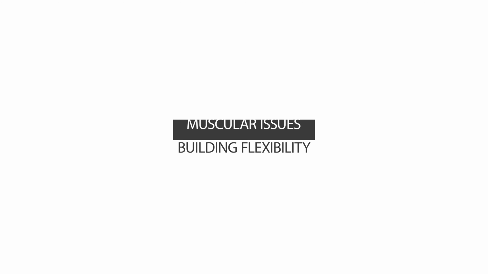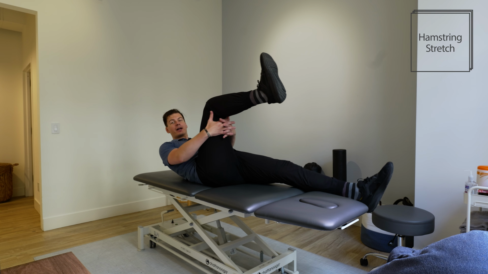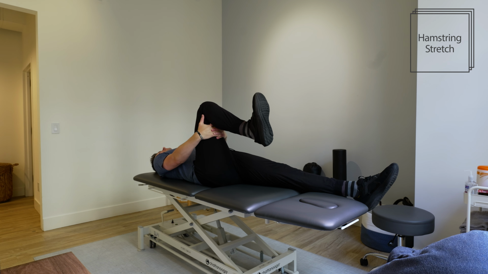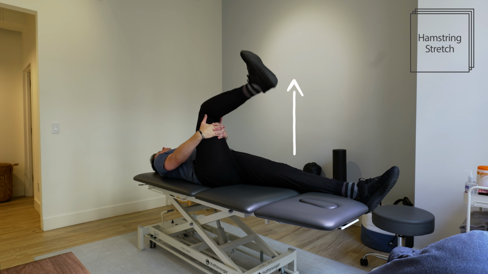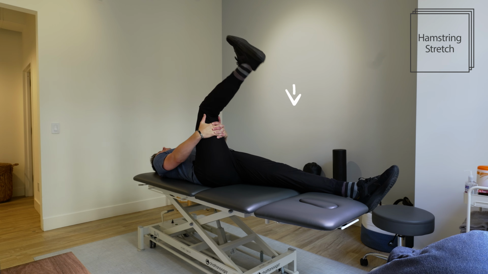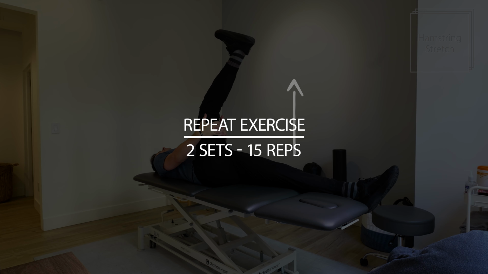Next, we're going to start to build some flexibility through those two muscle groups. For the hamstring, you're going to do that lying on your back, holding behind your leg, and keeping your toe pointed towards your face. Maintaining this position, all you're going to do is slowly straighten out your knee until you start to feel a big stretch in that hamstring. Once you feel that, you're going to hold about a second and bend it back down, and you're going to go ahead and repeat this for 2 sets of 15.